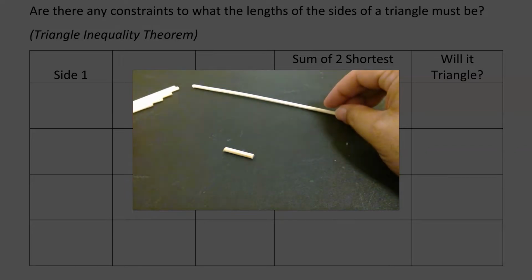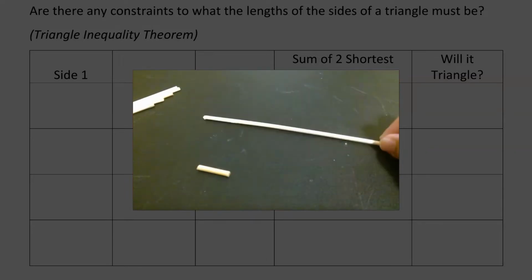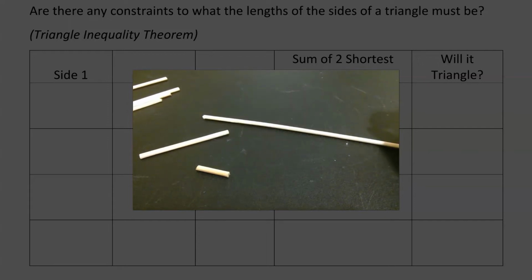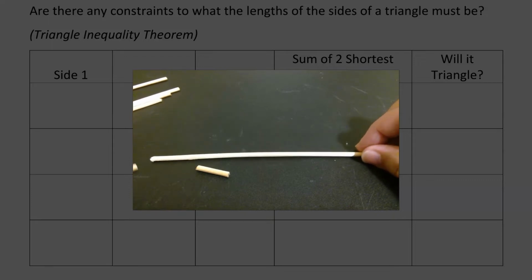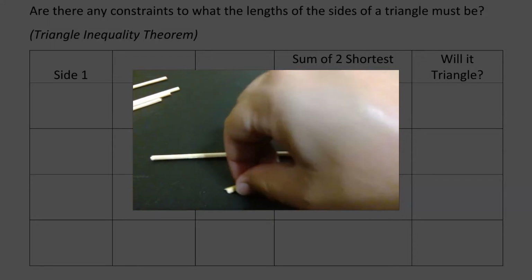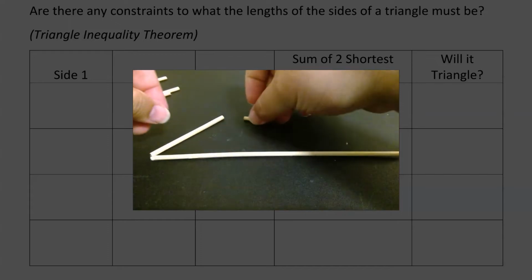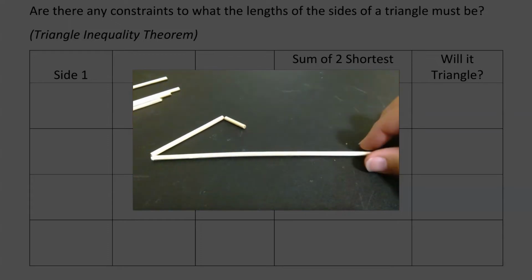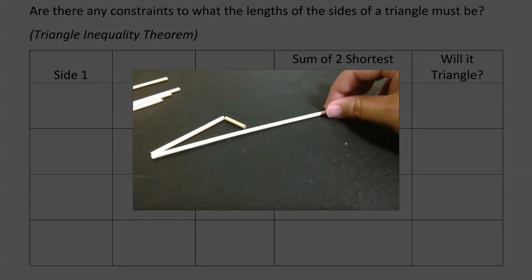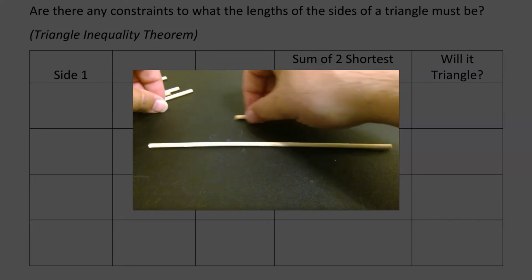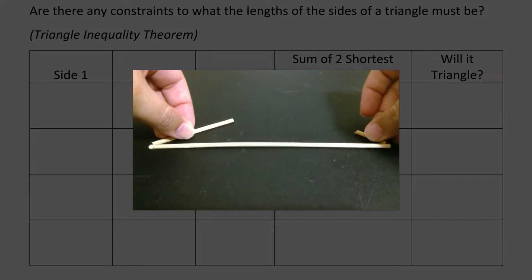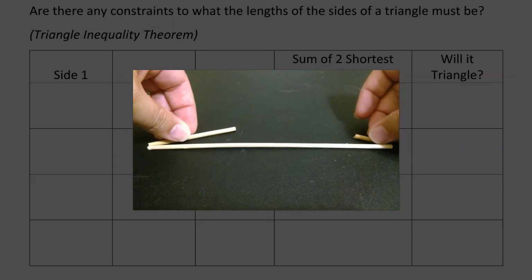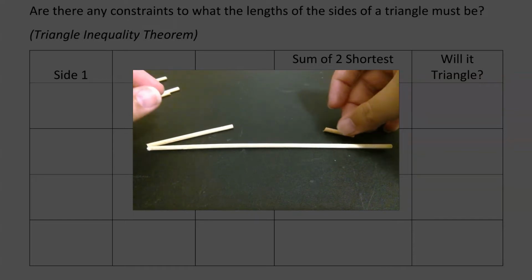So for example, here's 1, here's 2, and then here's 3. Will a 1, a 3, and an 8 make a triangle? Well, I don't know. Let's see what we can do. Can I make that into a triangle? No, doesn't look like it. I wonder if I put it like this. Can I make that into a triangle? No, sure enough, I cannot.